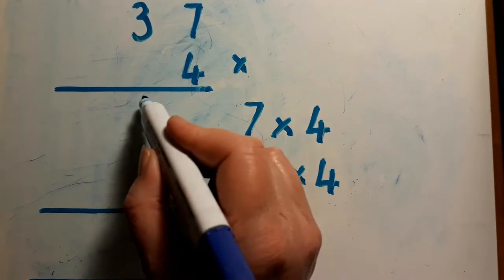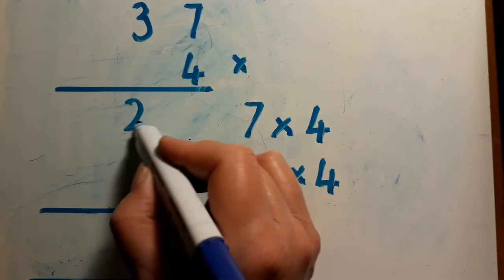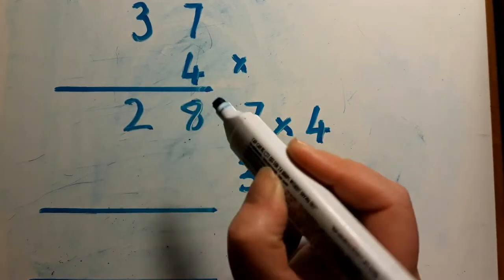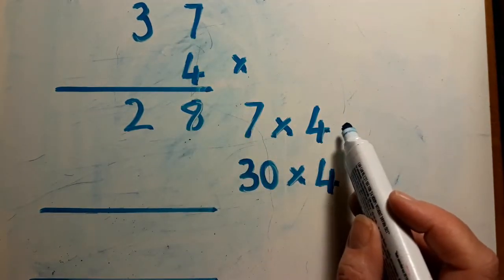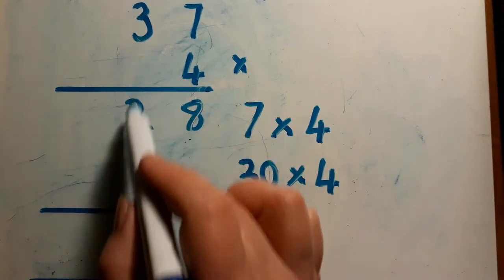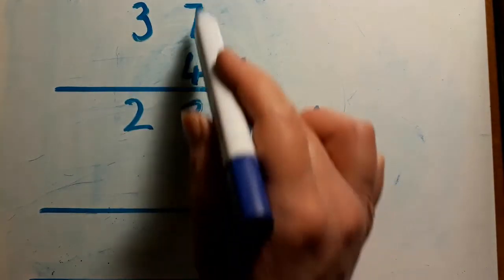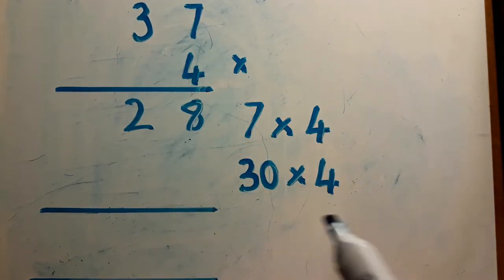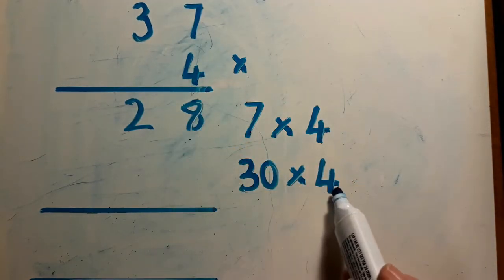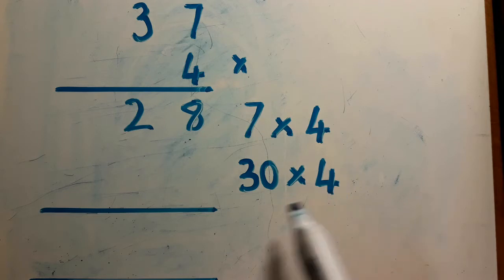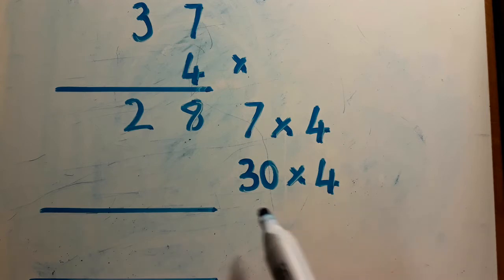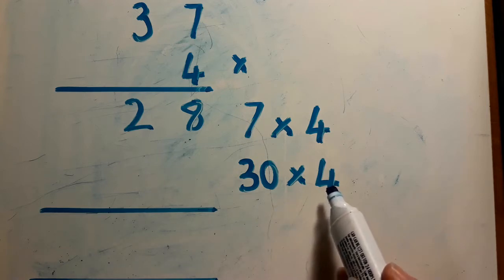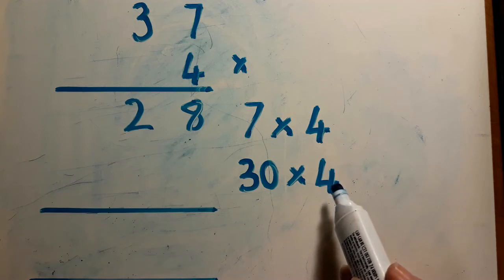Right, it's really important that we keep all of our digits in their place value lines. So you can see how I've done 7 times 4 is 28, and I've put the 2 in line with the tens and the 8 in line with all the ones. And now I'm doing 30 times 4, quick way, 3 times 4 times 10. 3 times 4 is 12, and 12 multiplied by 10 is 120.